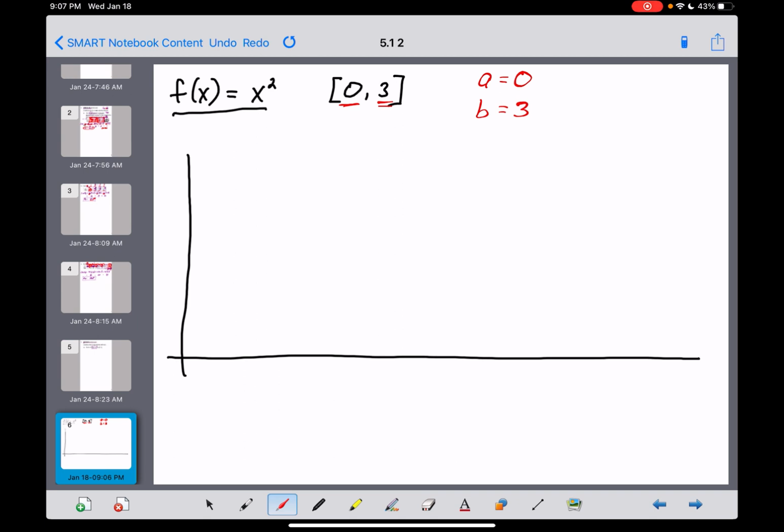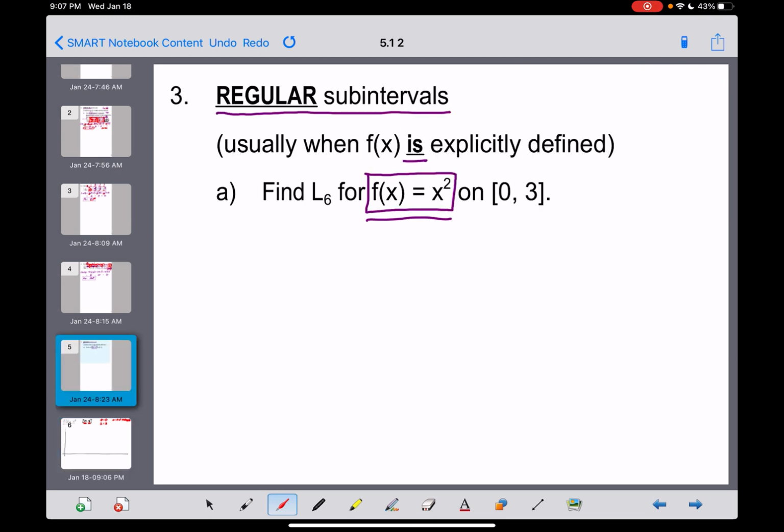The overall width of the interval then is going to be this right endpoint minus this left endpoint, which in this case is going to be 3. Now, a couple of other pieces of notation. N, in general, guys, is going to represent our number of rectangles, and that is normally going to be given to you in each problem. Now, as I think about this one, I'm asking you to find L6, which means that in this particular example, n is equal to 6.